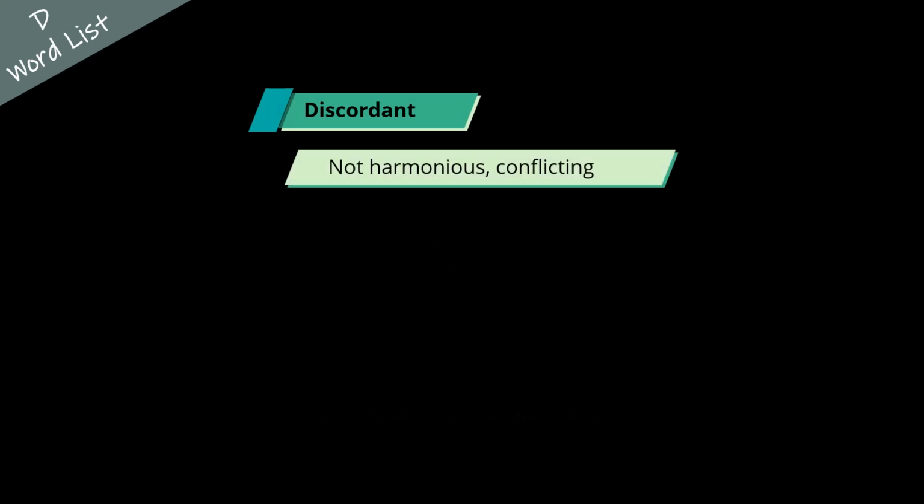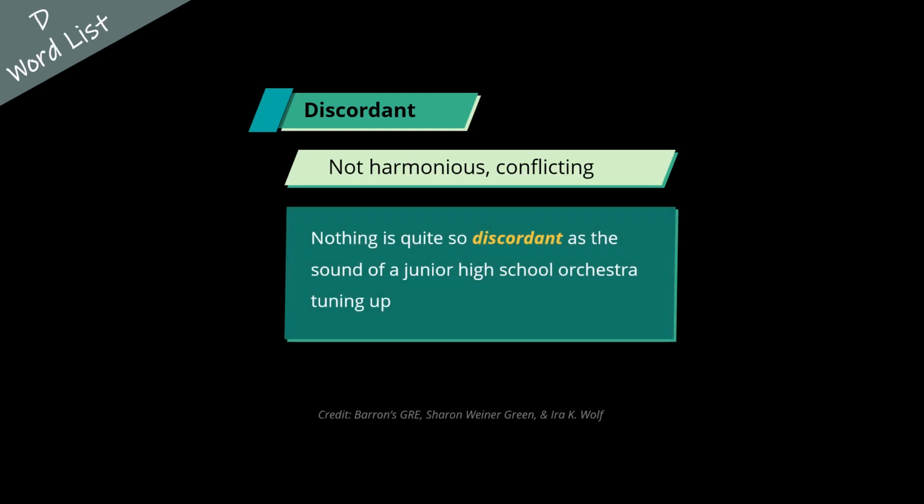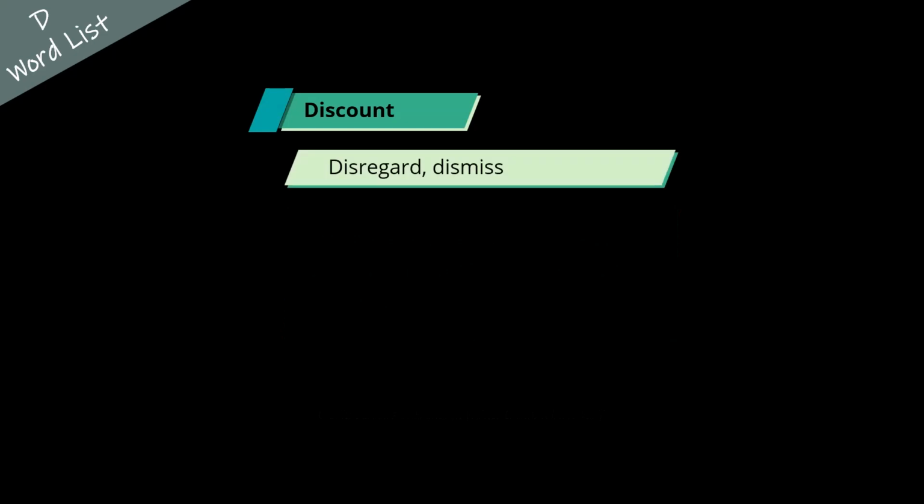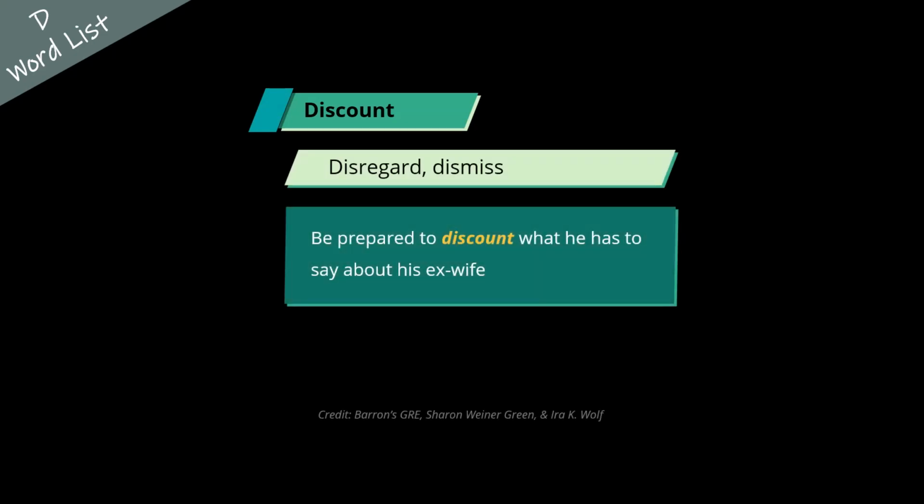Discordant means not harmonious, conflicting. For example, nothing is quite so discordant as the sound of a junior high school orchestra tuning up. Discount means disregard, dismiss. For example, be prepared to discount what he has to say about his ex-wife.